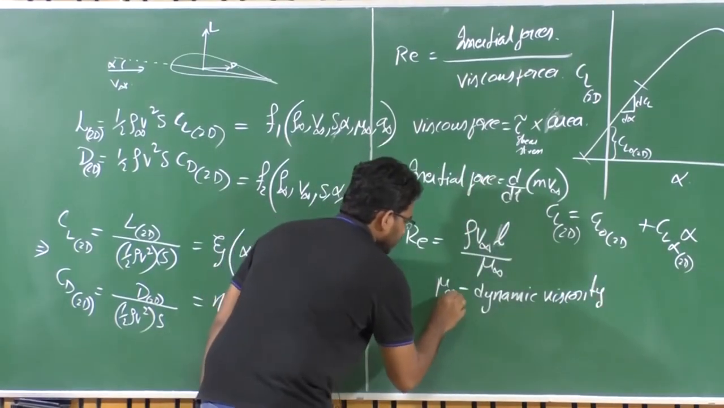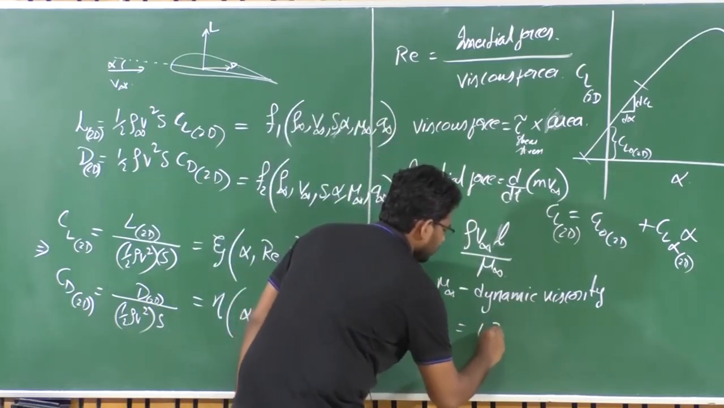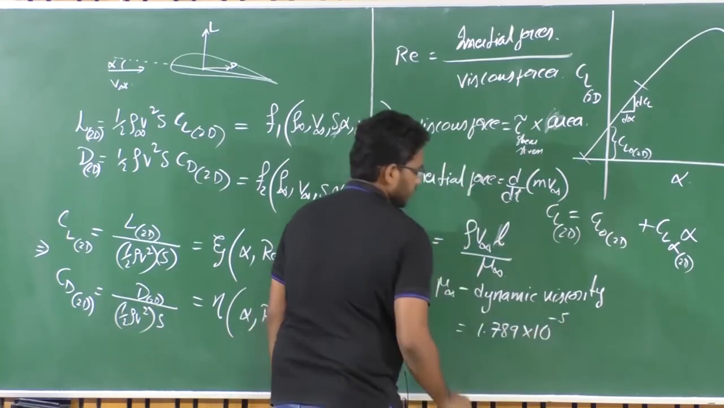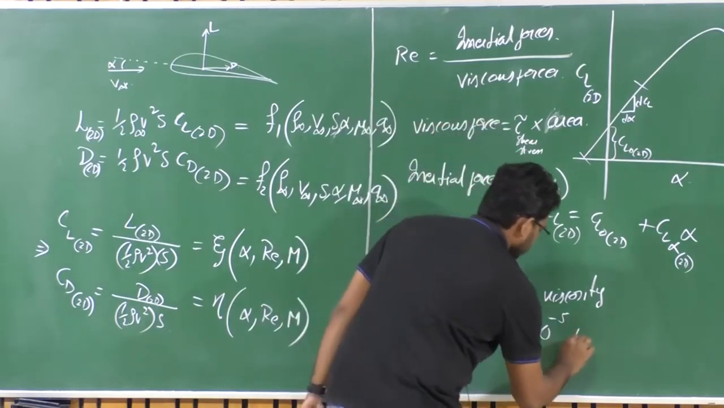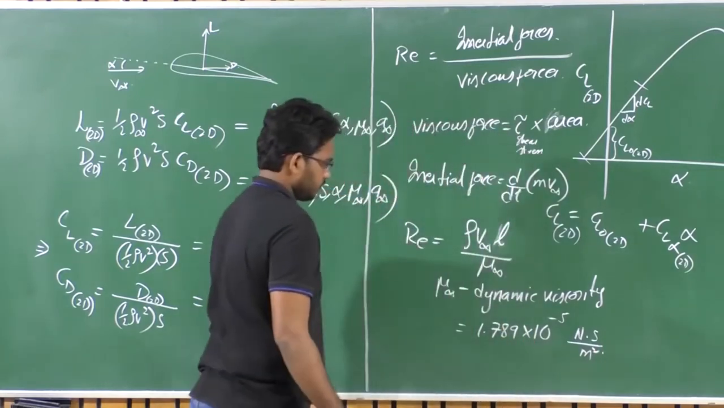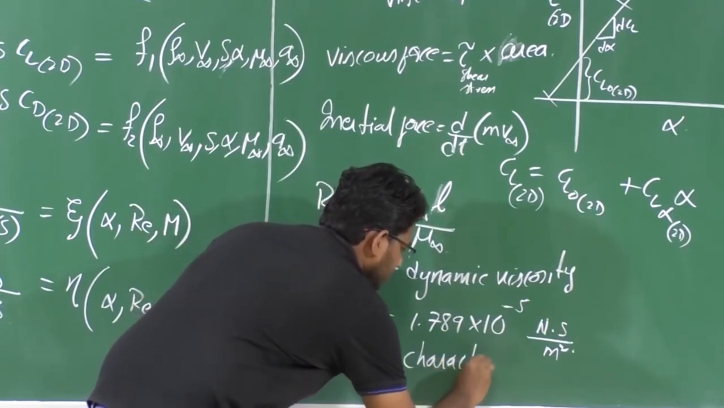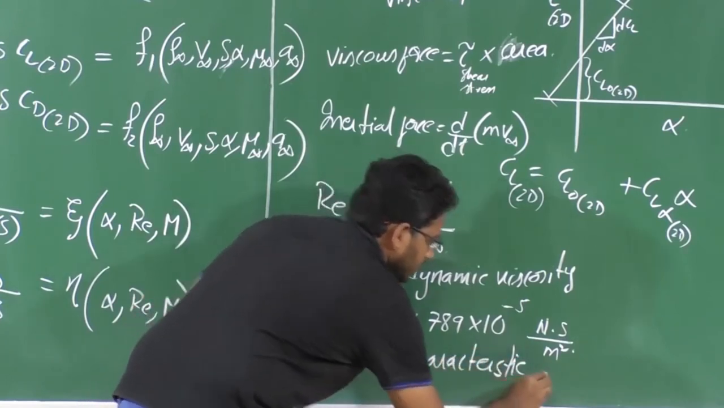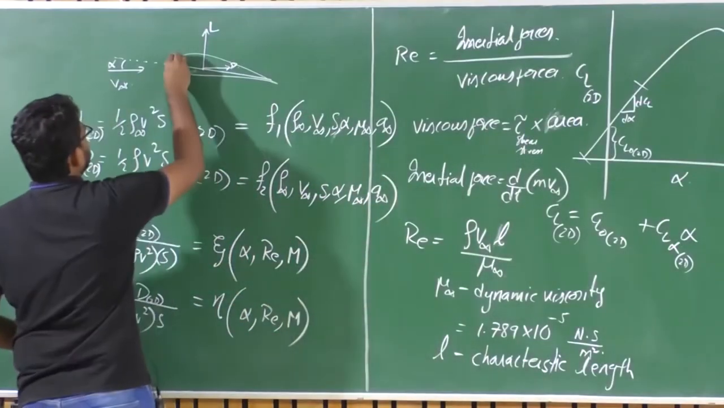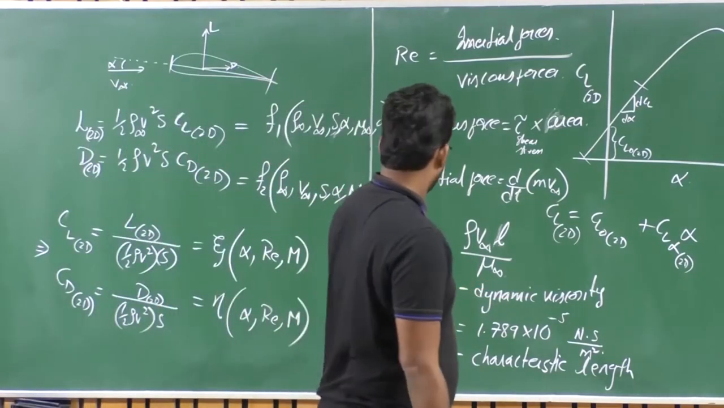So for air, at 18 degrees Celsius, it is about 1.789 times 10 raised to the power of minus 5 Newton second upon meter square, right? And then L is the characteristic length. So when you talk about an aerofoil, you can consider the characteristic length to be the chord of the aerofoil, which is the length of the chord line, right?